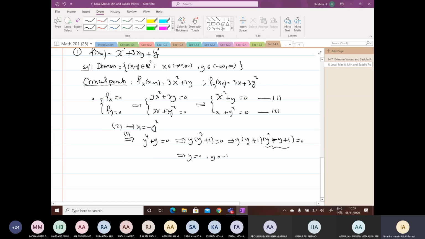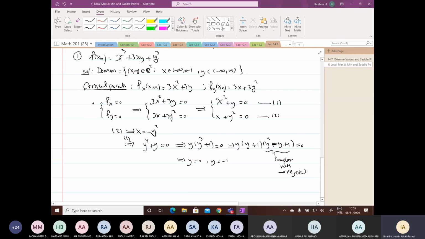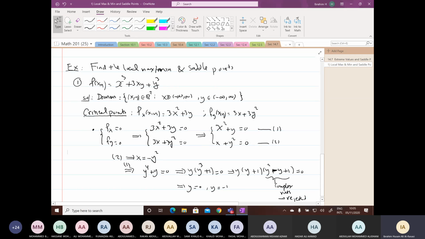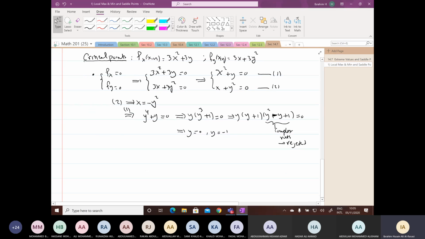The last factor here, when you solve it, you get complex roots. And they are rejected, because we are working with real numbers. X and y are real numbers. So we reject any complex roots. So I have y equal to 0, y equals minus 1. Now I do back substitution.